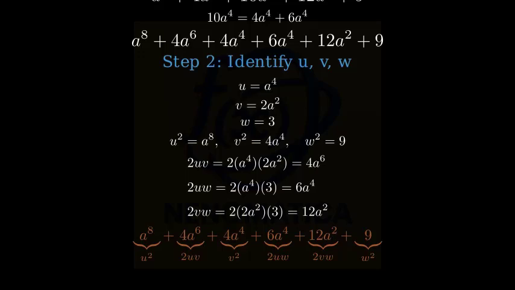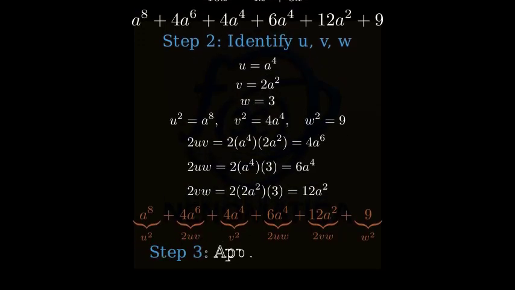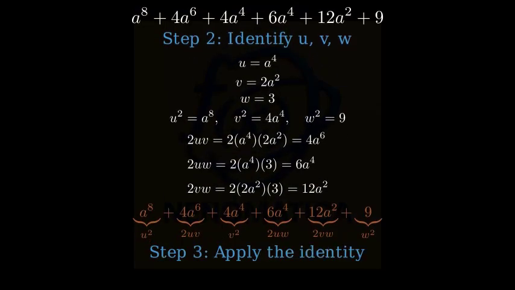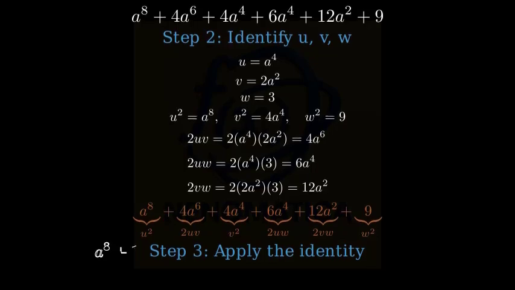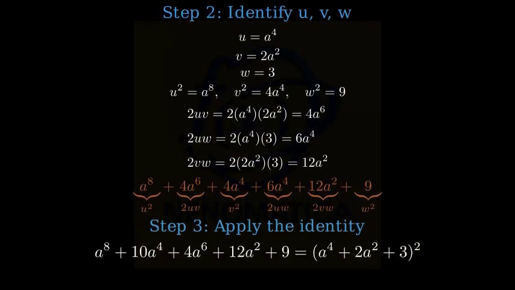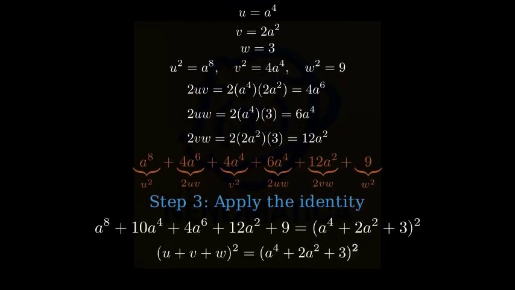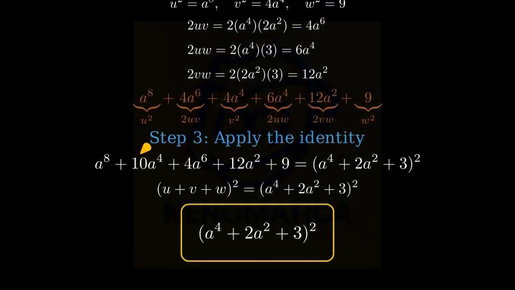Step 3. Now we can apply the perfect square trinomial identity. Since all the terms in our expression match the expanded form of the square of a sum, we can factor our expression as a to the power 4 plus 2a squared plus 3, all squared. Let's verify. This is u plus v plus w, all squared, which matches our original expression. And there we have it. We've successfully factored our expression into a perfect square trinomial.